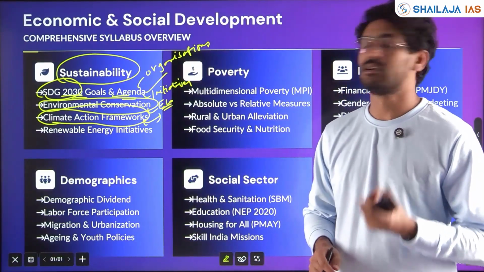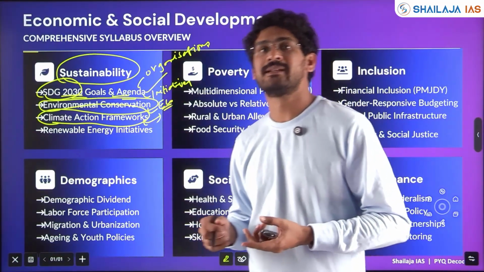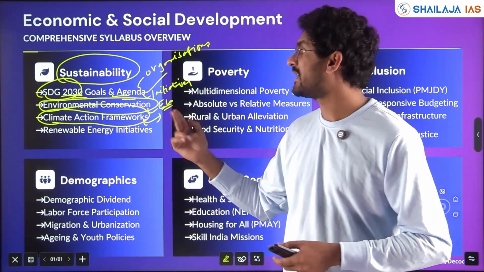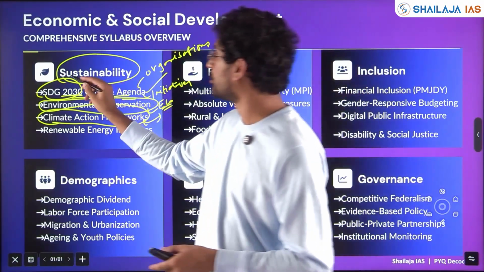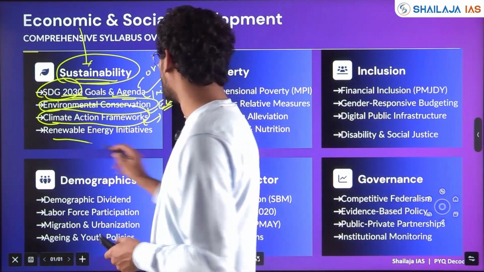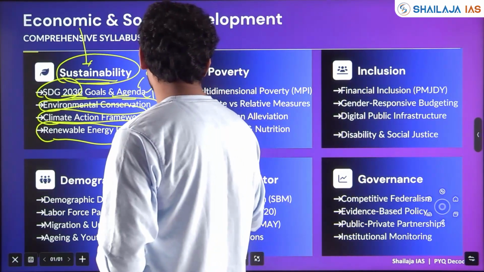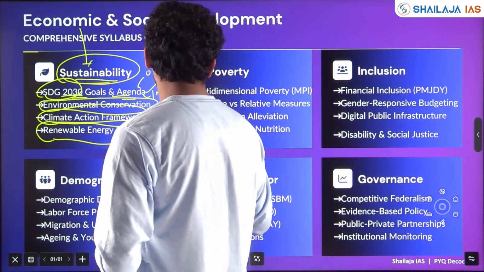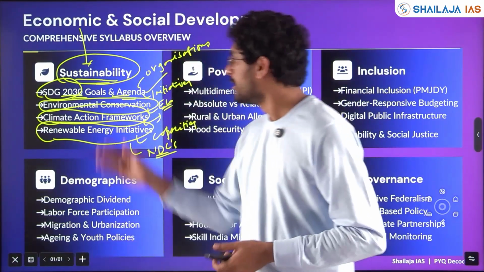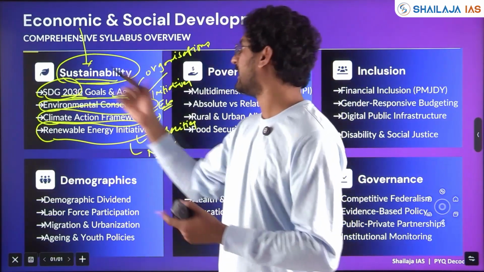Economy concepts will be linked with development. Development will be linked with environmental losses, pollution. So cross-linking of environment and economy is the latest current affairs trend. That is coming through sustainability topics mentioned in the economy subject. Next, renewable energy initiatives. Here it speaks about capacities and our nationally determined contributions, NDCs. All this becomes important where environment as well as economy are interlinked.